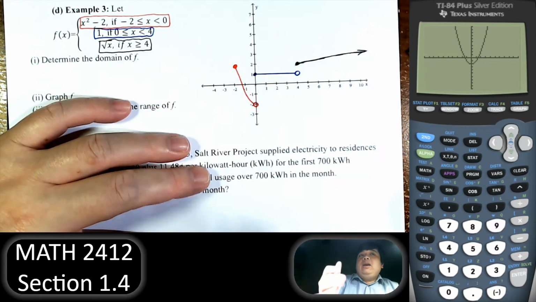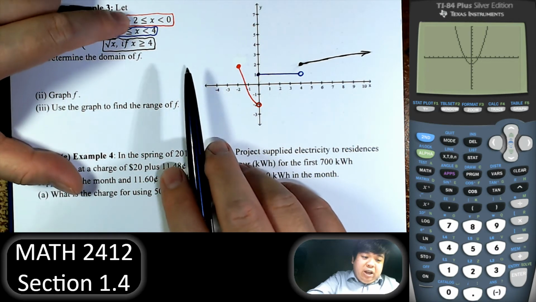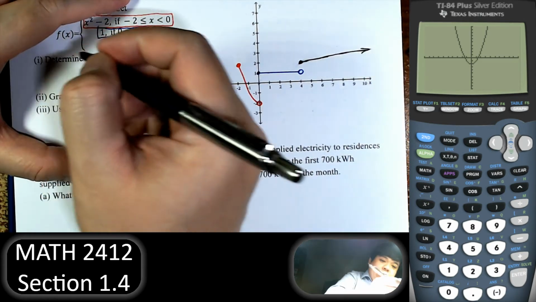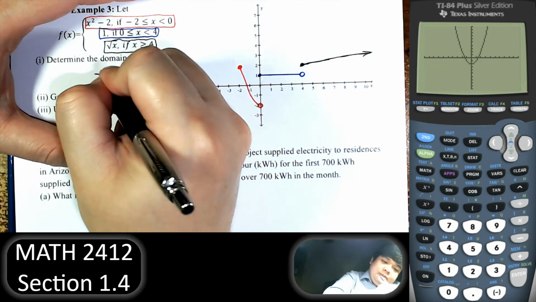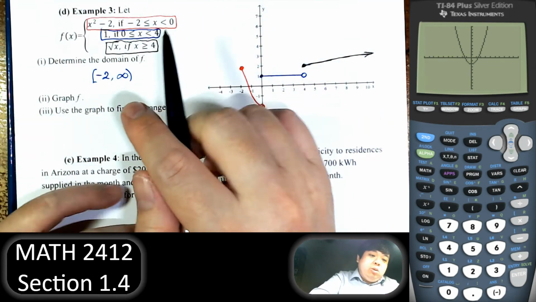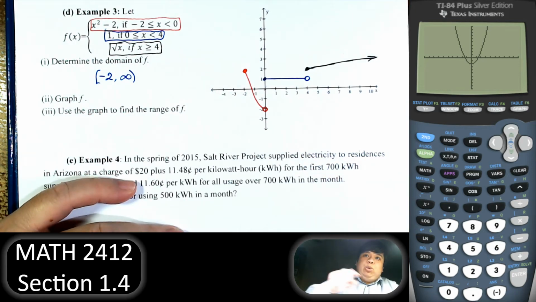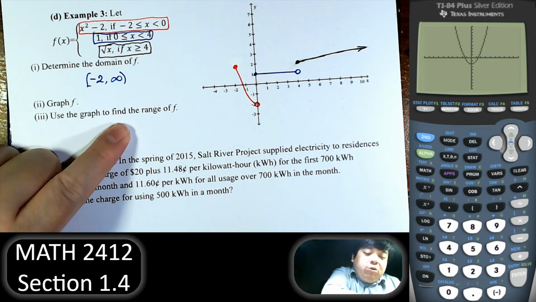Right. So determine the domain. The domain, of course, we go from -2 to 0, and then from 0 to 4, and then from 4 on. So the domain will go from -2 to infinity. Right? We don't need the graph. We just look at this and we say -2 to 0 to 4, and then to infinity. Now we have the graph. Now use the graph to find the range.